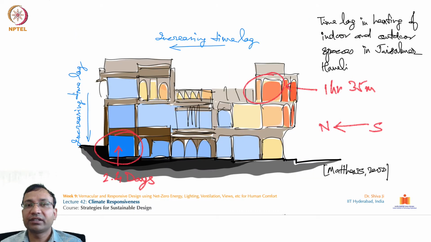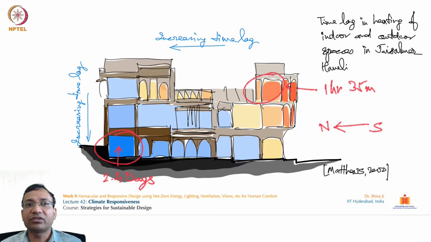Further to this, I think this is a very well-known graphic or illustration for us. We may have seen it already n number of times. If you see how the Havelis in Jaisalmer, India have been designed, this is taken from Matthews 2000. This side is the north and this side is south. So see how the sun load from the south starts heating the building. The first exposed quarter of this building falls here on this top right corner.